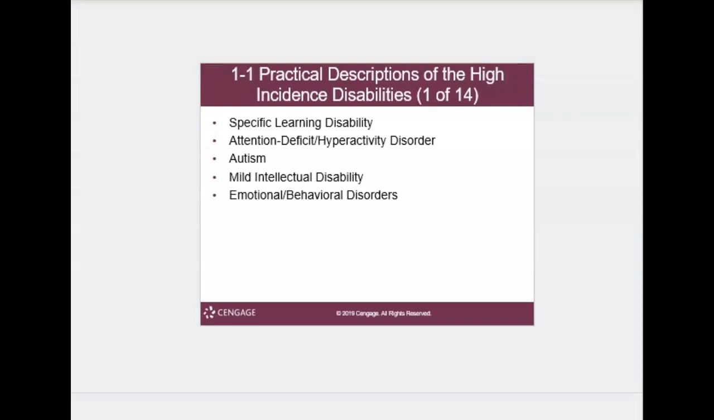Okay, so we're going to talk about specific learning disability, attention deficit hyperactivity disorder or ADHD, autism, mild intellectual disability, and emotional and behavioral disorders. In thinking about EBD, emotional behavioral disorders, you will learn that there are a lot of abbreviations, acronyms, all sorts of things in special education. So try to keep them straight. Specific learning disabilities, also called SLD, attention deficit hyperactivity disorder, as I just said, is ADHD. Autism, mild intellectual disability, some people call this ID for intellectual disability, and then EBD.